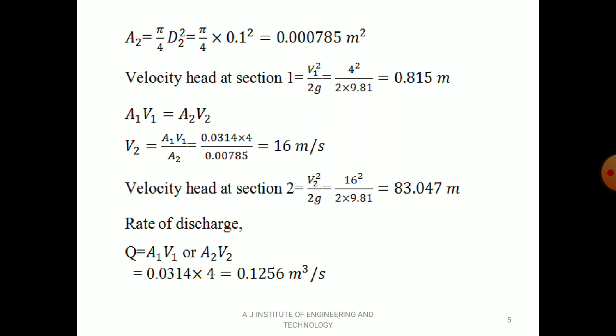So the unit is meter cube per second, 0.1256 meter cube per second. There's the value of rate of discharge, this Q. So that's the second problem.